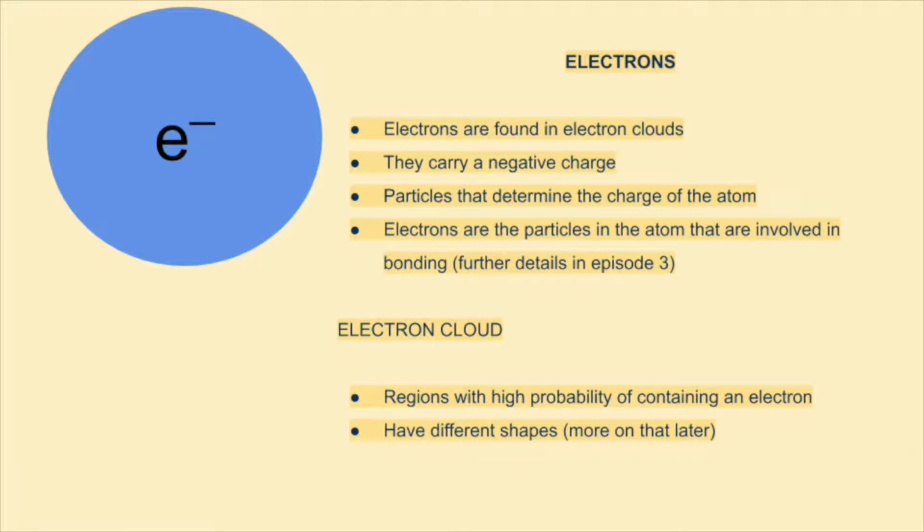This is an electron. Electrons are found inside the electron clouds, and they carry a negative charge. Those guys really like playing hide and seek, so you never know where one is exactly. You know it's somewhere there, but not exactly right there. I'll explain that a little later in further detail. And also, since this is the only removable particle that carries a charge, it's the particle that determines the charge of the atom. Again, I'll explain that later in further detail. Also, these are the particles that are involved in bonding, which I'll explain in episode 3.